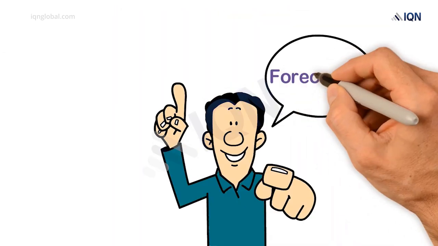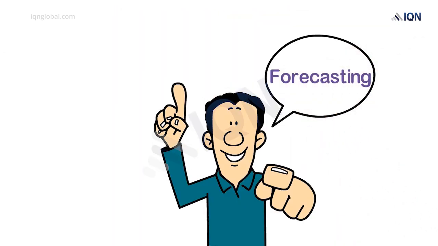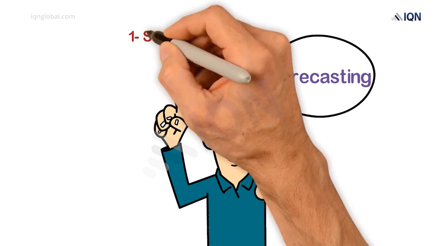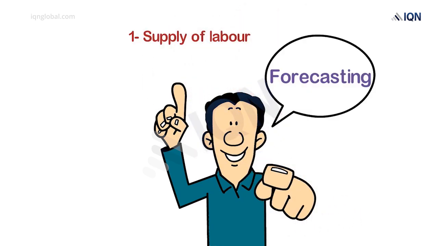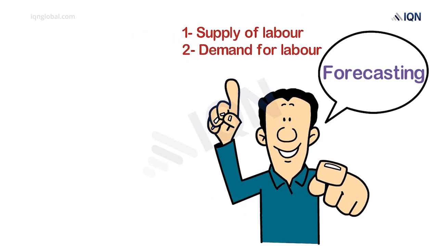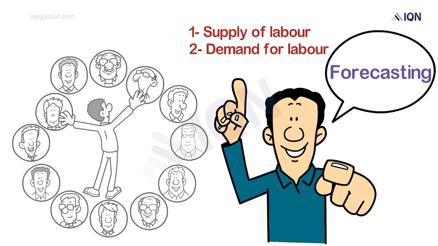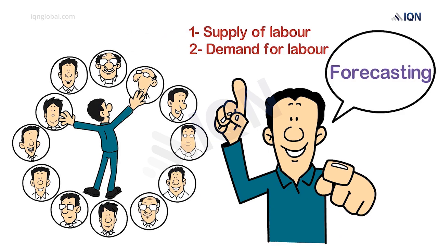During forecasting, the organization must predict 2 things. 1. The supply of labor, and 2. The demand for labor. In other words, organizations will determine how many people they will have in the future and how many people they will need.